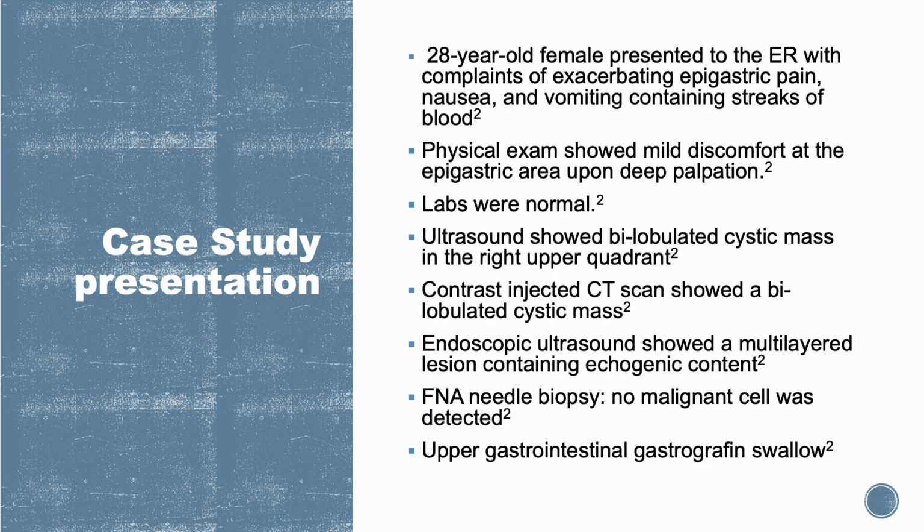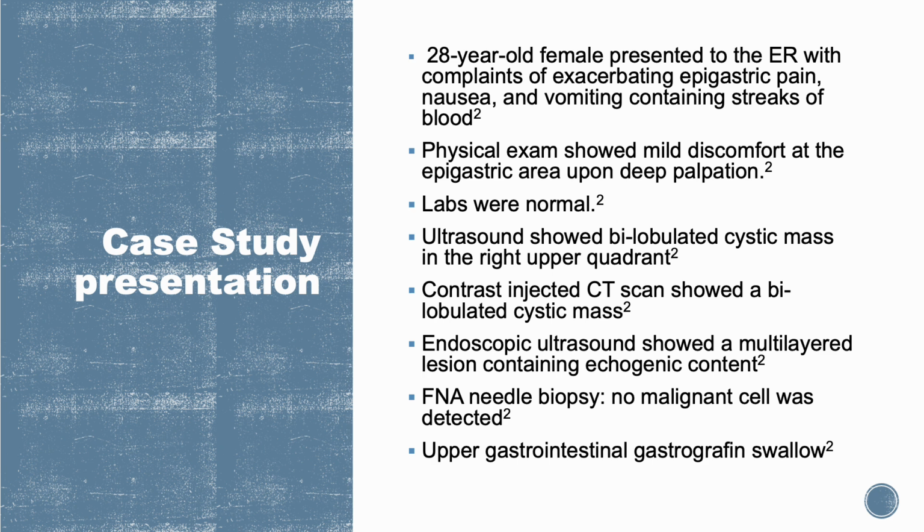Basic laboratory investigation showed normal hematocrit level and normal white count. The pancreatic and liver panels were within normal ranges. Initial workup in the emergency room was done with an ultrasound showing a bilobulated cystic mass in the right upper quadrant measuring approximately 15 by 6 centimeters, having a smooth internal surface with dependent echogenic component. Further investigation with a contrast-injected CT scan showed a bilobulated cystic mass with thickened enhancing wall, smooth inner border, and dense content.